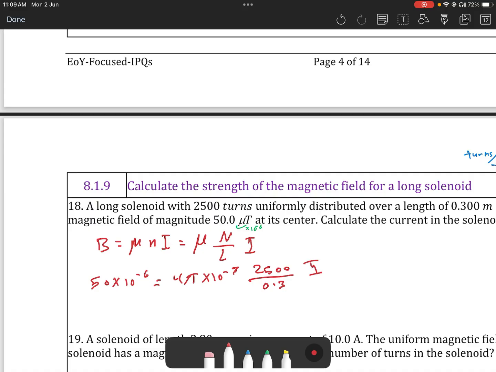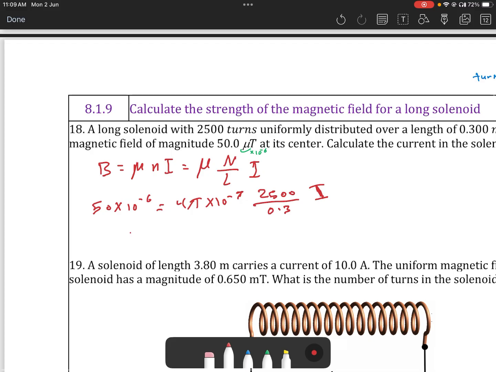You can now use your calculator, shift solve or whatever. You will find that I equals 4.77 times 10 power negative 3 ampere.